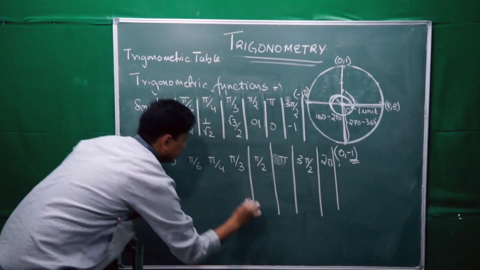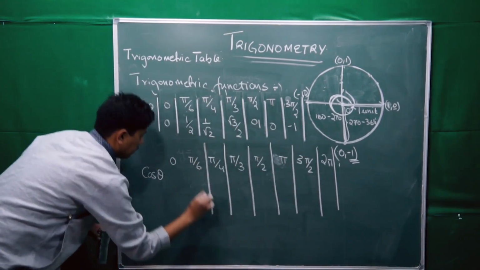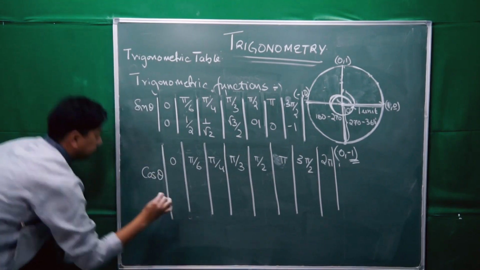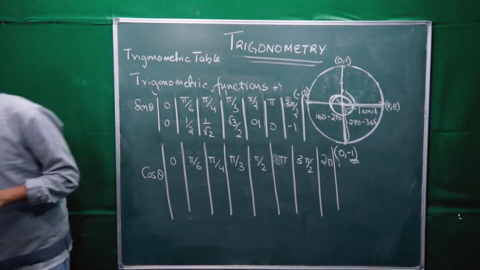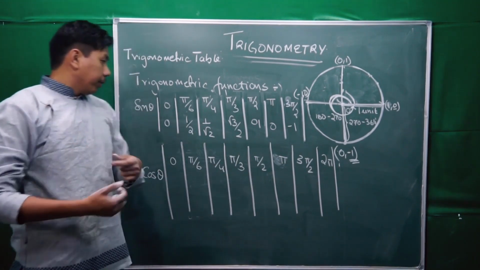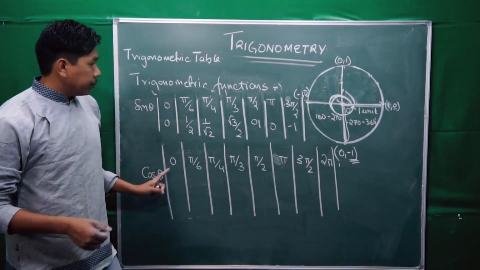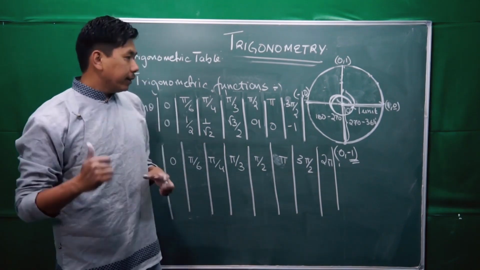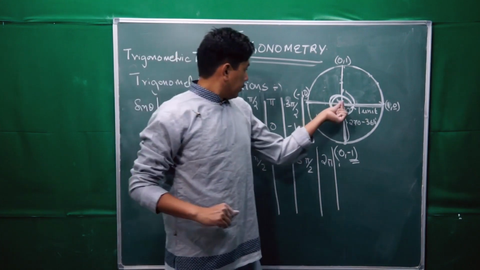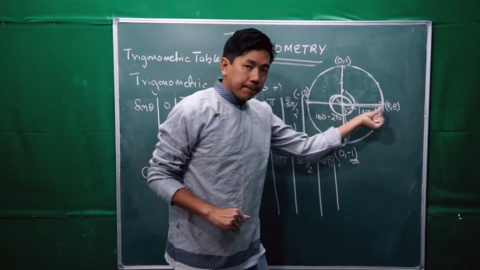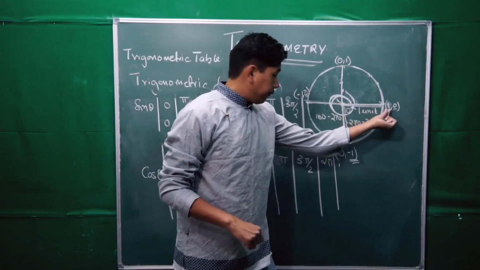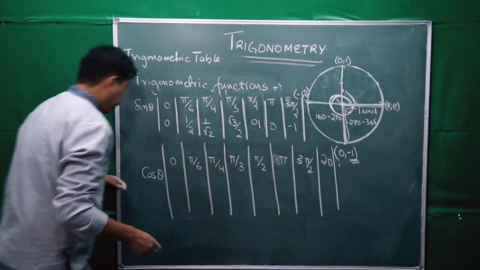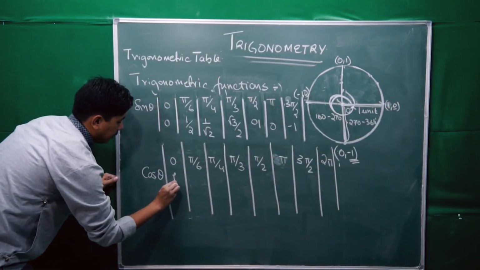Certain ratios. So first thing, for angle 0, the cos value will be the length of x-axis. So this is the line for 0 degree. Clear? What is the value of x? 1. Therefore, cos 0 is 1.